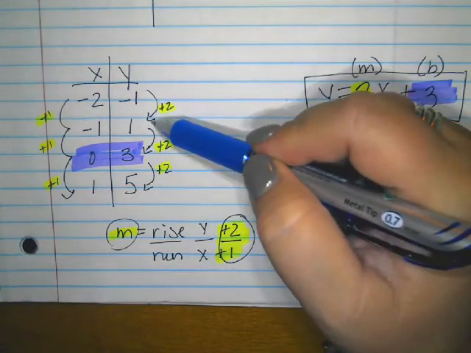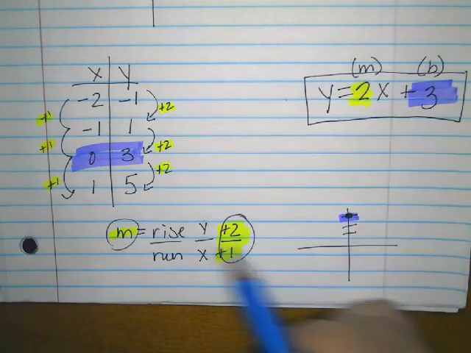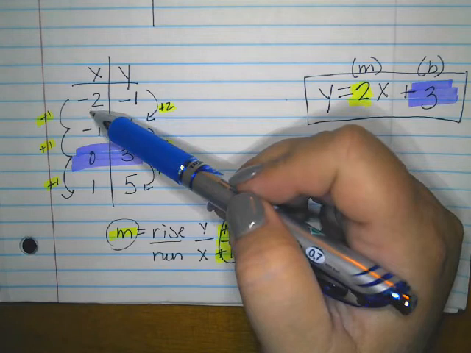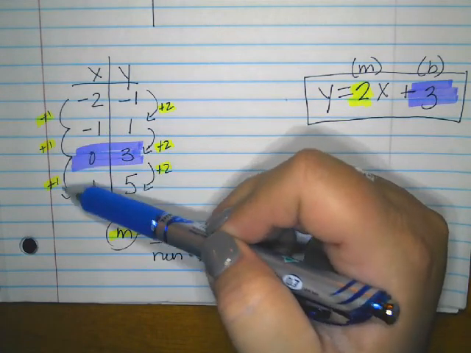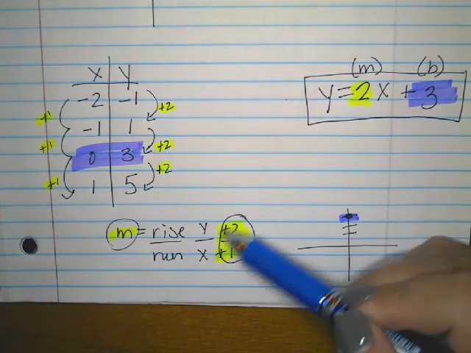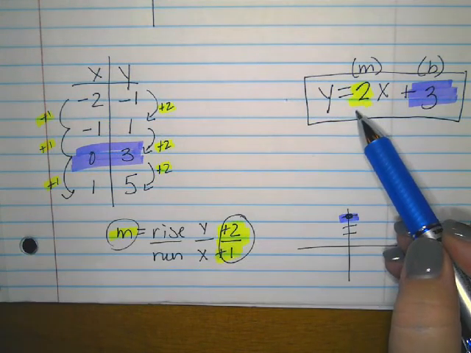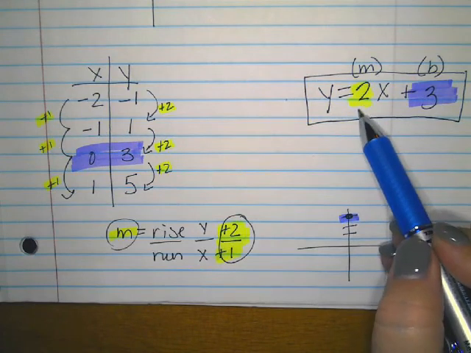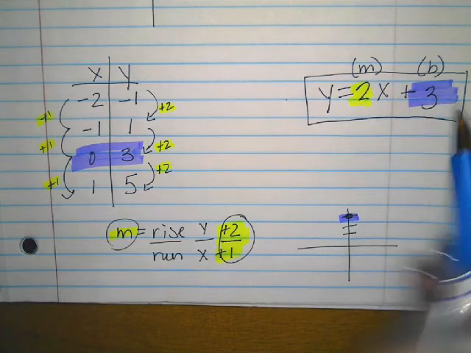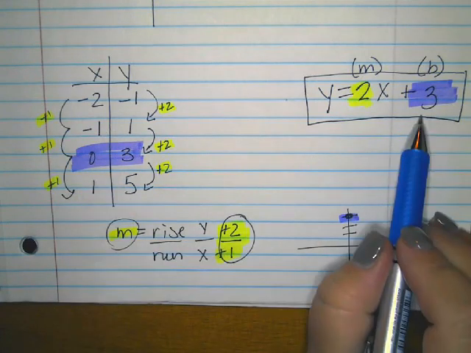And what we found was a pattern that every single time they added 2. So that's my rise. They added 2 every time. Then for my run, or my x, we noticed that we added 1 each time. I ran 1. So rise 2, run 1. So my slope is 2. And you can see, again, I stuck with yellow to remind myself that that's what my slope looks like, and that's where slope goes. Then I looked for the y-intercept, and the y-intercept is going to happen anytime x is 0. So I can see right here that my y-intercept is 3.